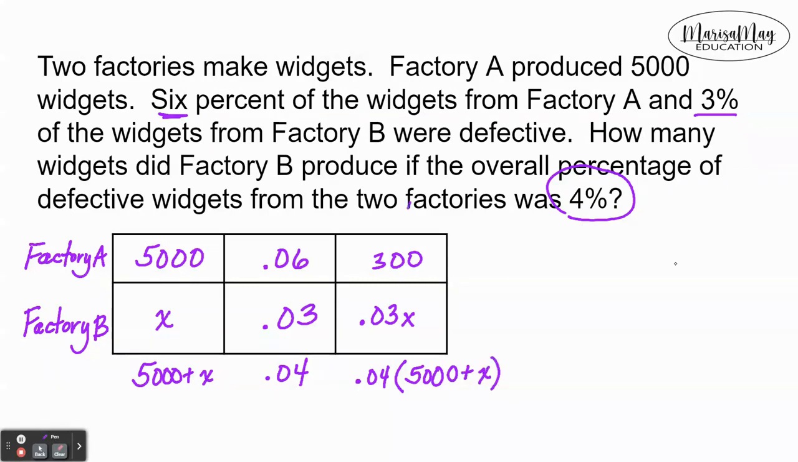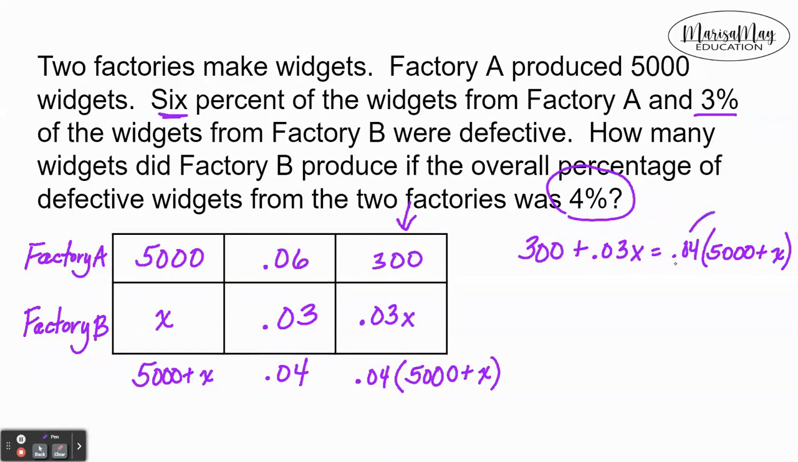Now, I want you to focus on this last column because this is where we're going to get the equation. We're going to take our 300 and add our 0.03x, and that's going to equal 0.04 times the quantity 5,000 plus x. It's a classic mixture problem, but the chart is just a tool to help you organize the information.